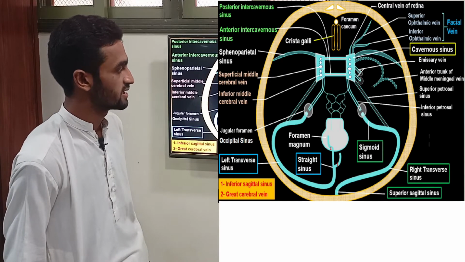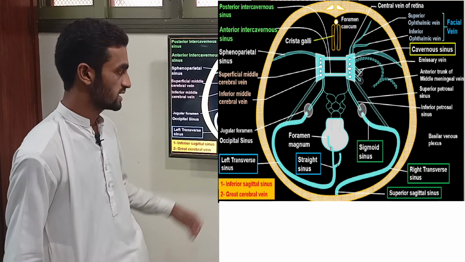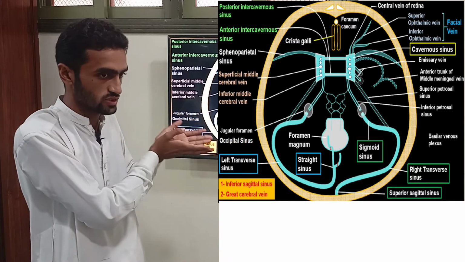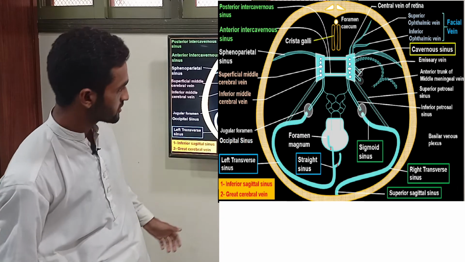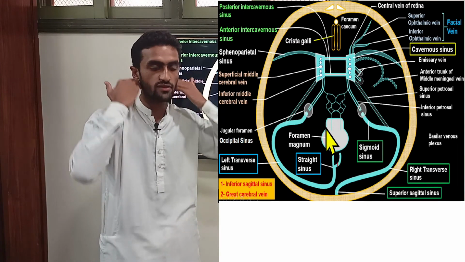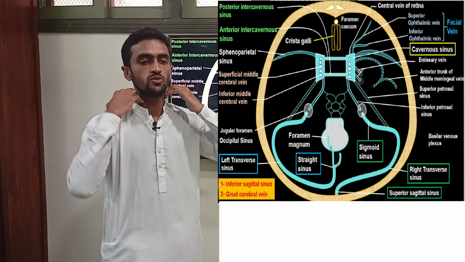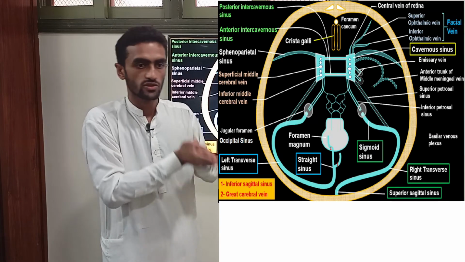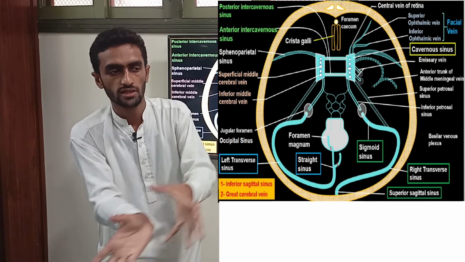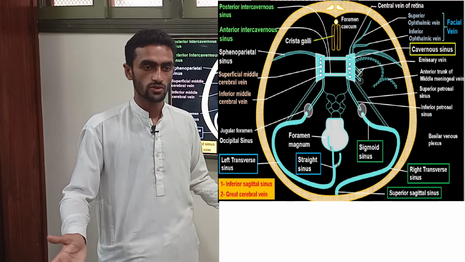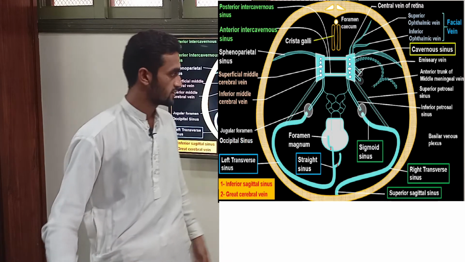Here is your basilar venous plexus. They take blood to the inferior petrosal sinus. Can you see this inferior petrosal? They take this blood at the level of the vertebra or foramen magnum, and drain it into the inferior petrosal sinus. The inferior petrosal sinus then comes into the sigmoid sinus or into the jugular vein. Are you clear what I'm saying?